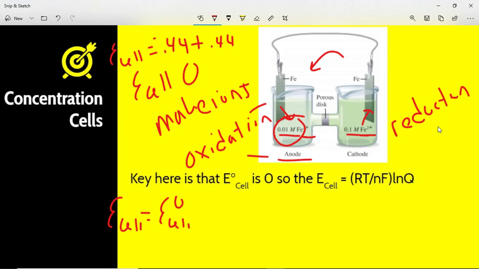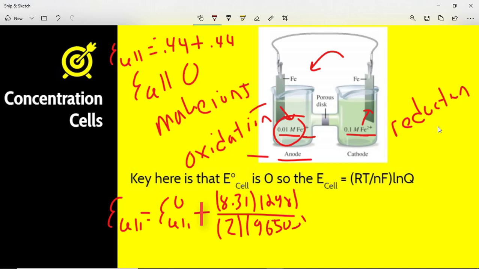We're going to subtract R times T. We'll just assume it's at 298. The number of electrons being transferred is 2, times Faraday's constant. And then we're taking the natural log and just following the same rules we did. Remember, we calculate Q. And what we get here is a very small difference of 0.03 volts.